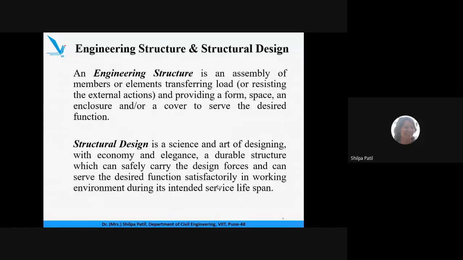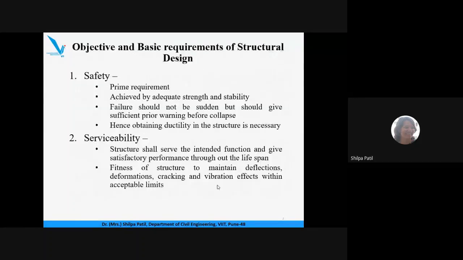So if you read this particular definition again, I will repeat that there are terms which are actually indicating the basic requirements of structural design. So let us move to those terms now. You'll understand once we go one by one through all these basic requirements or objectives of structural design.